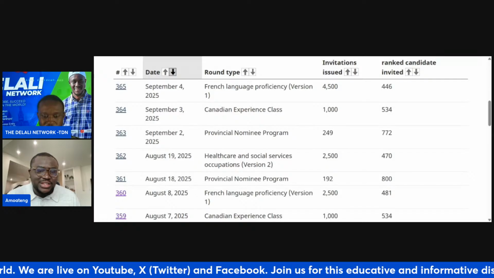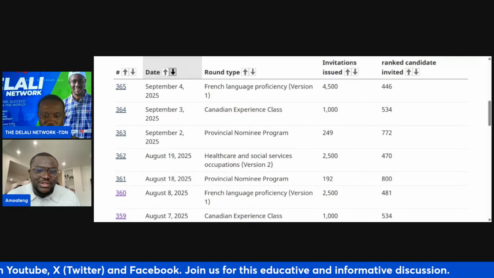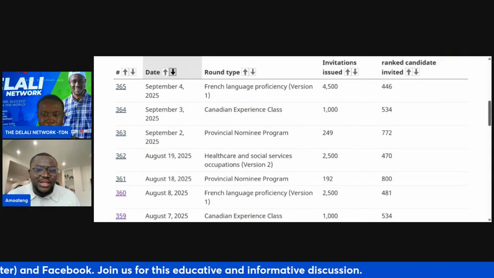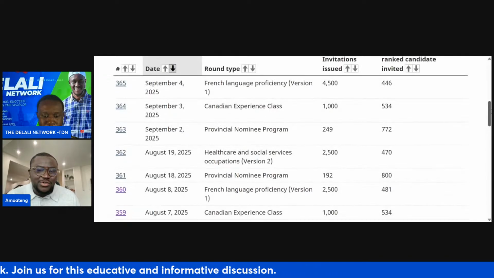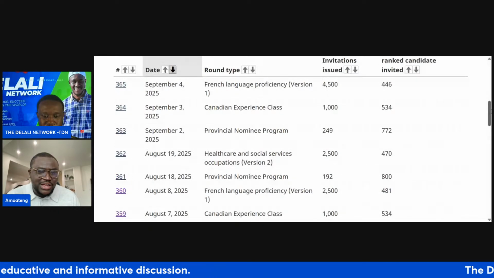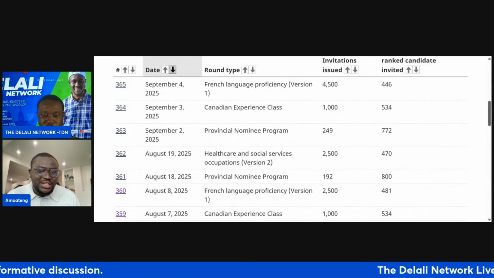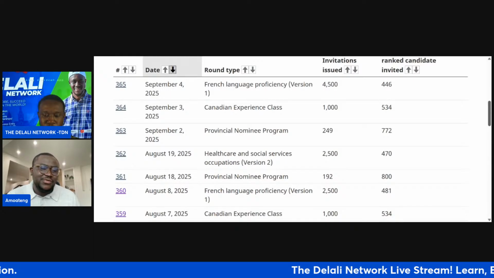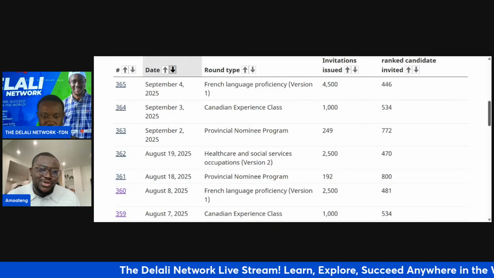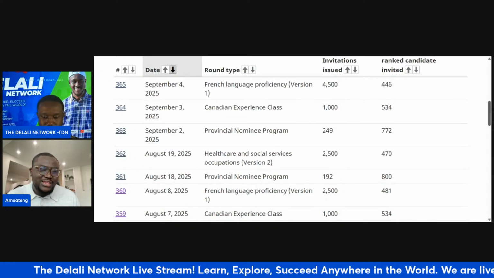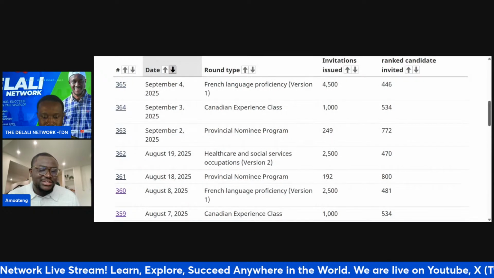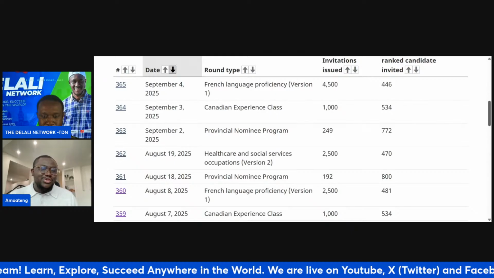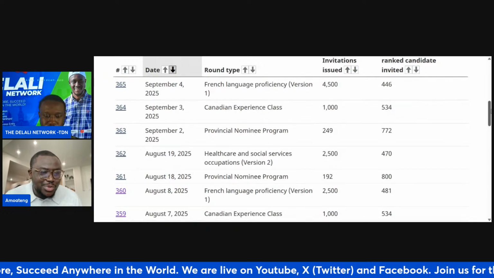So I think they just did it today, and they have invited 4,500 people. And then you see how the category draws, the scores are very low. You see the cutoff is 446. And just a day before they did for Canadian experience class, the cutoff was 534. So you can see how high the Canadian experience class is. So now, seeing all these things, then you know how to play your cards well.